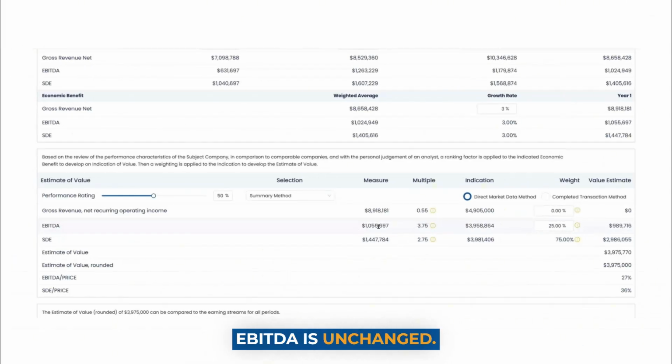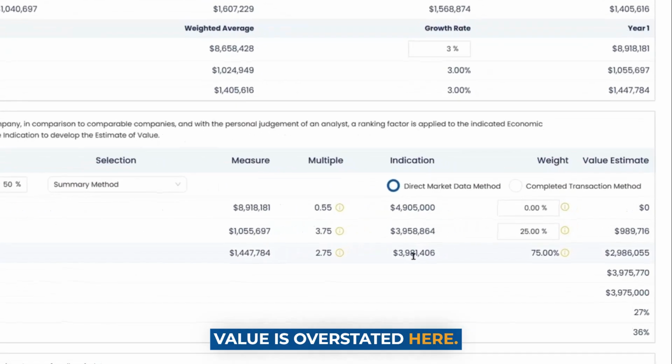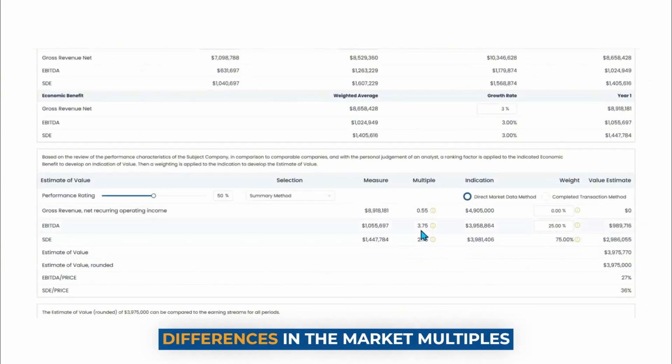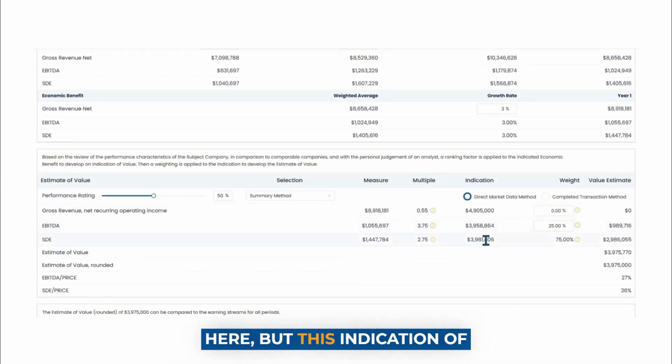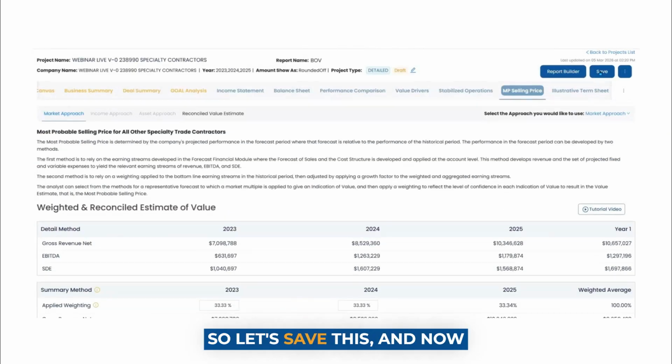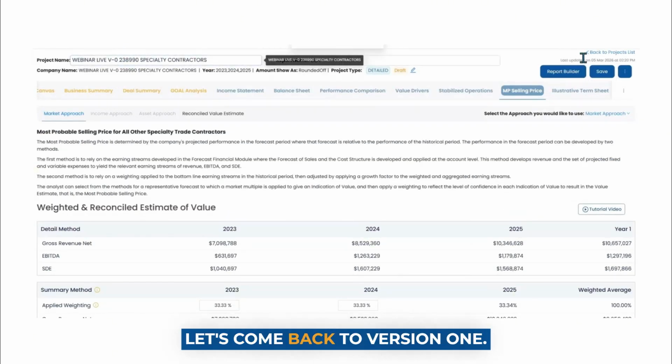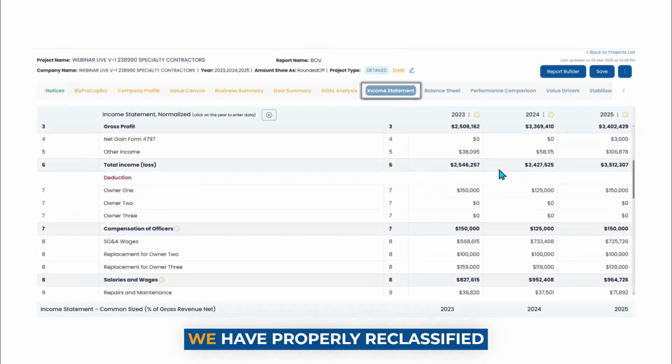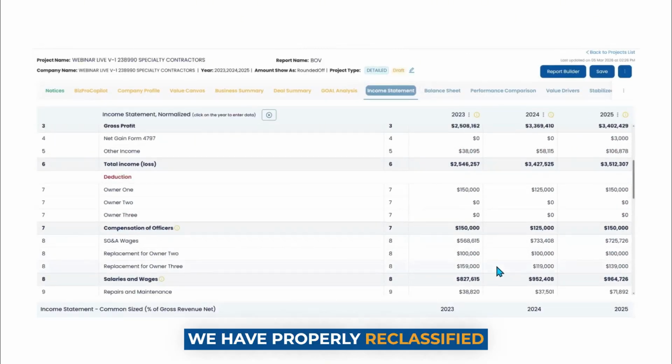EBITDA is unchanged, SDE is overstated, and the value is overstated here. There will always be some differences in the market multiples here, but this indication of value based on SDE is overstated because SDE itself is overstated. I'll show you what I mean. So let's save this, and now let's come back to version 1. We have properly reclassified these items, including our positive amount here.